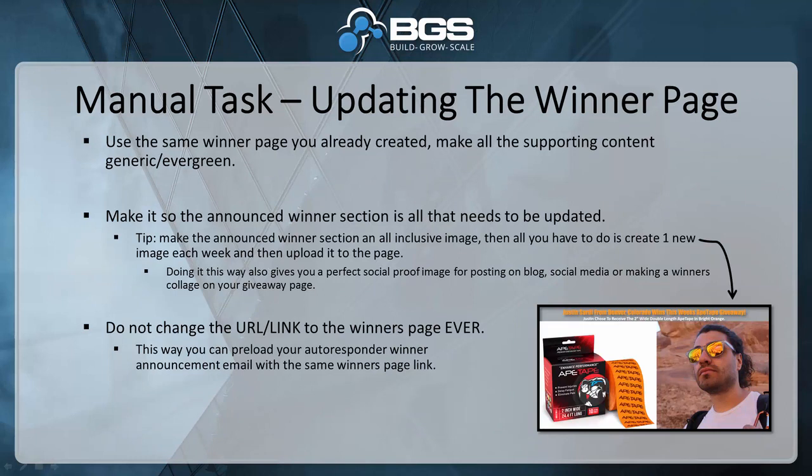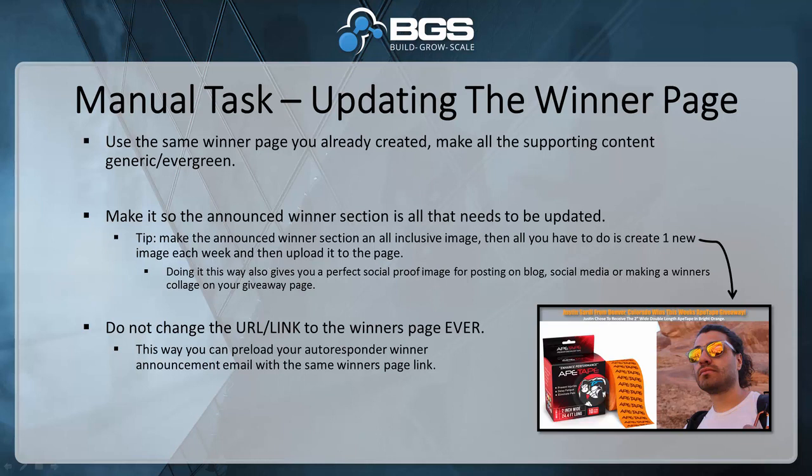The next thing is updating the winner page. So you want to use the exact same winner page that you already created. And you want to make all other supporting content on that page generic or evergreen. You don't want to have to edit the entire page every time. Ideally, you only have one section to update on that page each week. And the idea here is that updating the announced winner section is the only thing you should have to update. So the way we do this, as a tip, is to make the announced winner section an all-inclusive image.